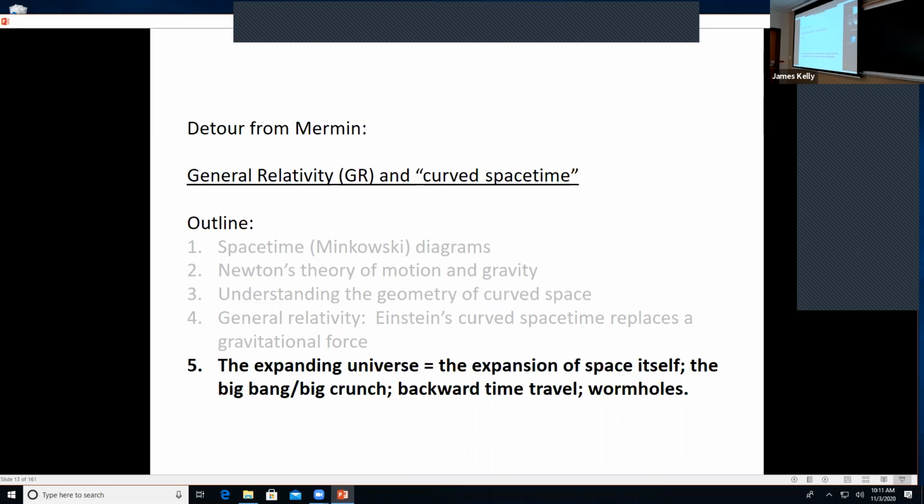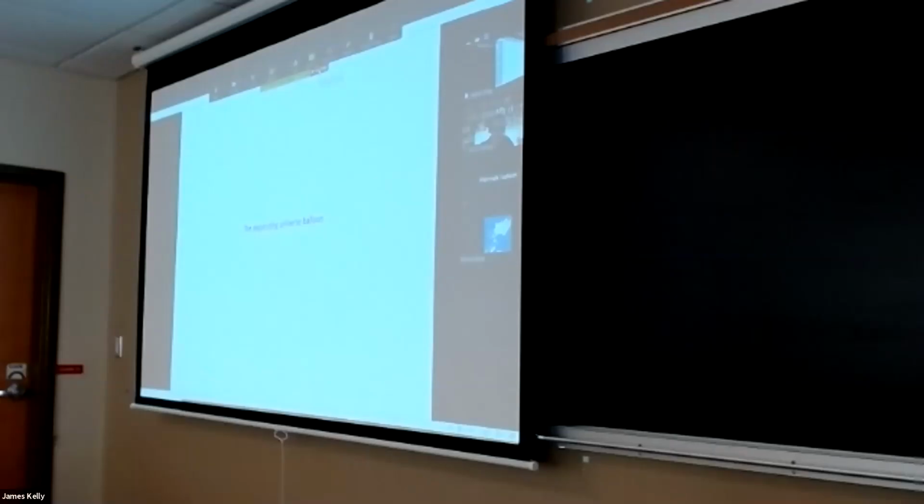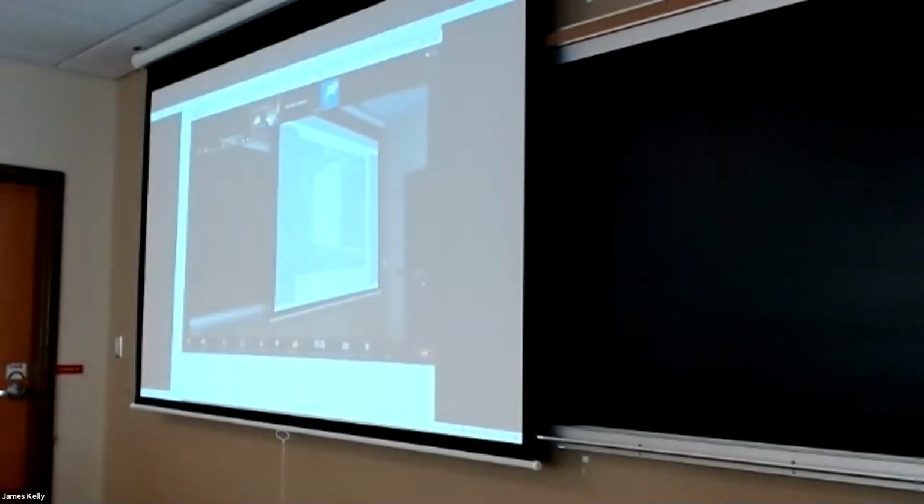So how could that be possible? Well, we can already visualize it in some way. And then finally, the concept of wormholes at least came up last time we taught this in the philosophy class. So, we read about the expanding universe.